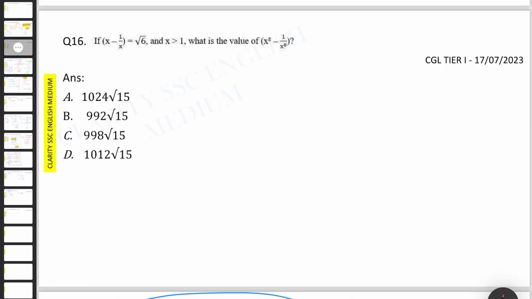x minus 1 by x is equal to root over 6, where x is greater than 1. What is the value of x to the power 8 minus 1 by x to the power 8? I have already written this x to the power 8, divide this by 2, half. The half of 4 is a square.